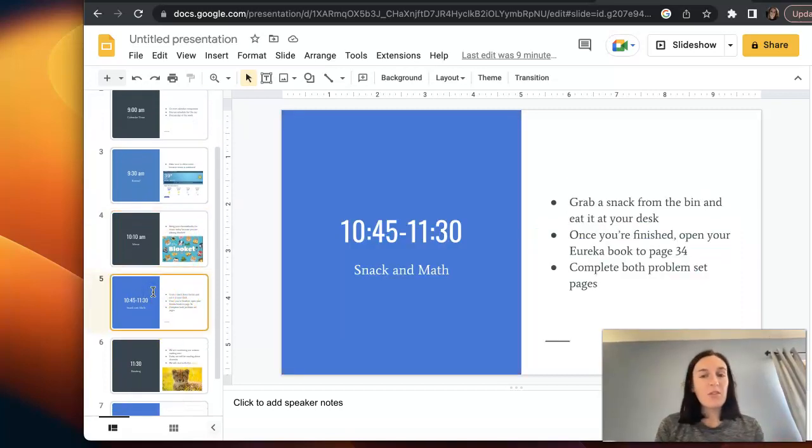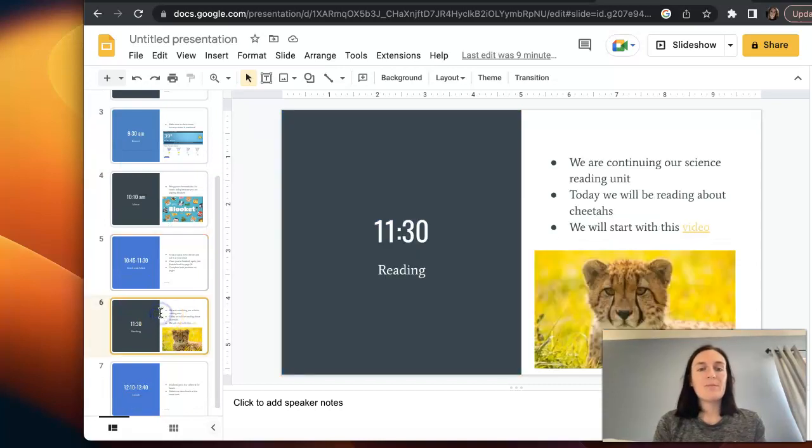From 10:45 to 11:30, they have snack and math, so they'll eat their snack first, and then they will open up their math book and complete their problems.